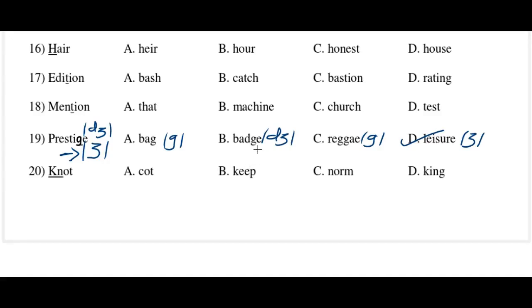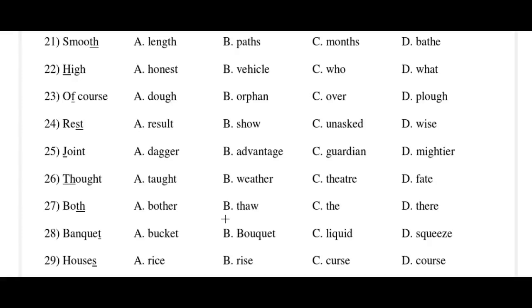Prestige, leisure. So 20, we have not. The underlined sound is n. The K is silent. So option A, we have caught, out of place. Option B, we have keep, out of place. Option C, we have norm, it contains n. And option D, we have king. So the correct answer is option C, norm.